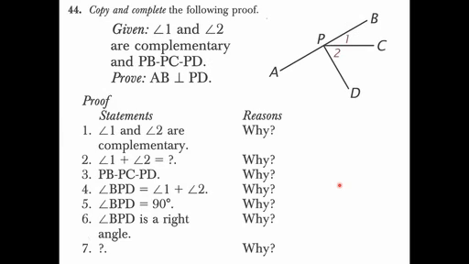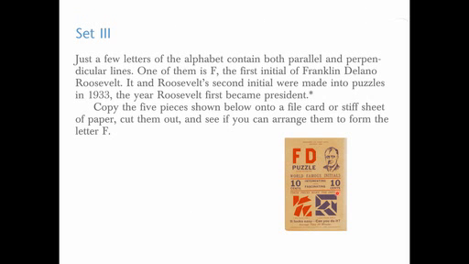We conclude this lesson then with a fun set 3. Give this one a try. There's some sticky credit here for this one. You need a file card, stiff sheet of paper. You can get it from me. Cut them out. Try to form the letter F. I think that's all it says, huh? Try to get those shapes to form the letter F. That's it, huh? There are the shapes. You'll have to trace them in your book and go find them.